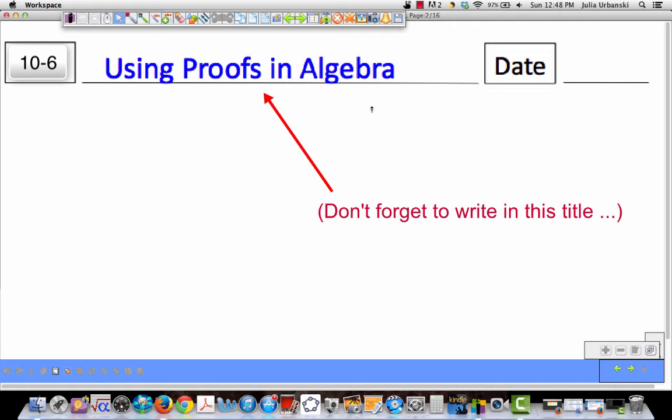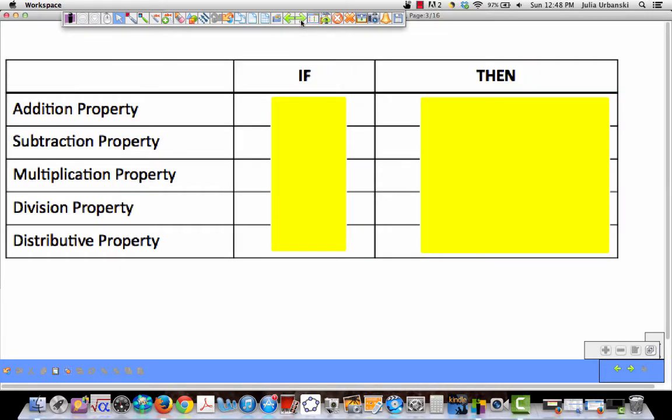Using proofs in algebra. Proofs are just a way of showing someone who's looking at your proof that your answer is correct. Don't forget to write down the section title so I can see it when I'm looking at your notes. Remember, throughout this whole lesson, you can stop and pause and rewind as much as you need to. I'm going to go at a little bit of a fast pace, but you just pause whenever you need to.